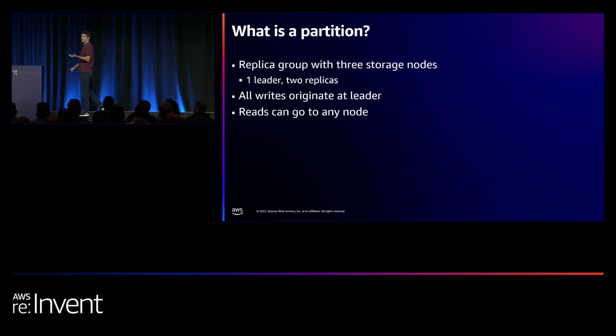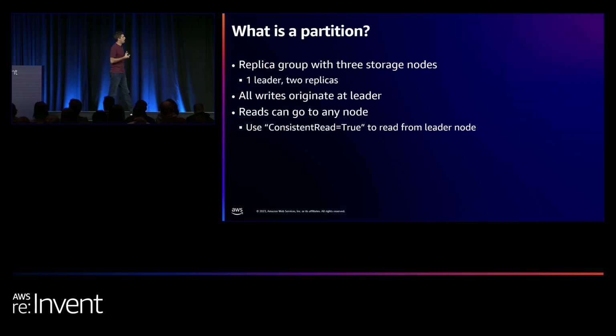But on the read side, since you have those three nodes, reads can go to any node by default. And by default, it's just going to randomly choose one of those nodes, and that's where that eventually consistent read can come in. You can force it to go to the leader and get the most recent version of that data if you want to, using consistent read equals true. But there are a lot of benefits of using this eventually consistent read. It's actually going to cost you half as much on that read. So I'd recommend doing that in almost all cases.